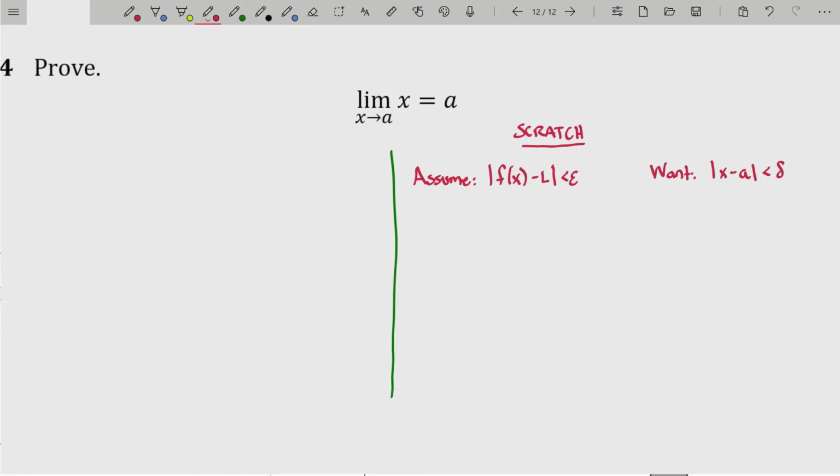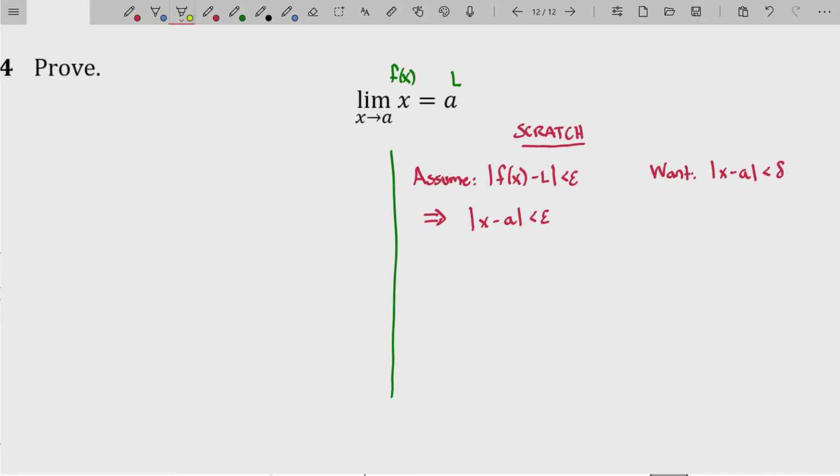And remember, when you're doing your scratch work, you want to assume that you've arrived at the end of your proof. And the end of the proof is, hey, the distance between f and L is less than epsilon. So let's assume that we've arrived there. We want to show that the distance between x and a is less than some number, delta. Well, in this case, the function is actually x itself, and the limit is actually a itself. So I'm going to insert that into this piece right here. So this will imply the distance between x and a is less than epsilon.